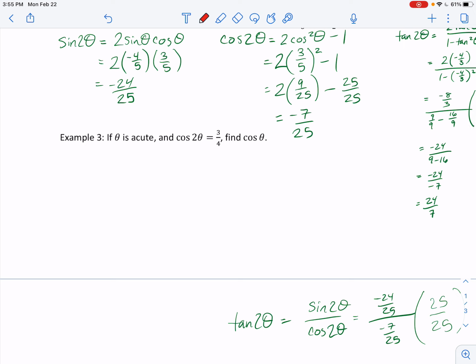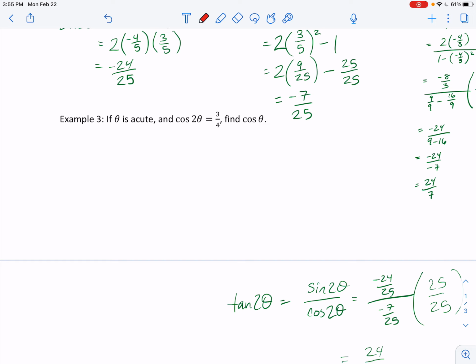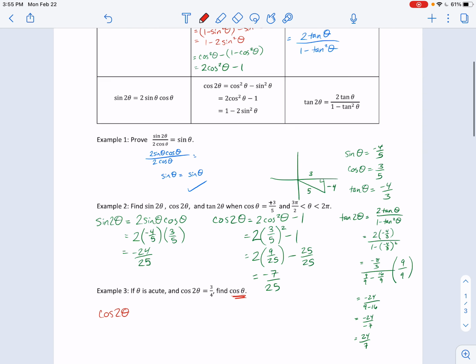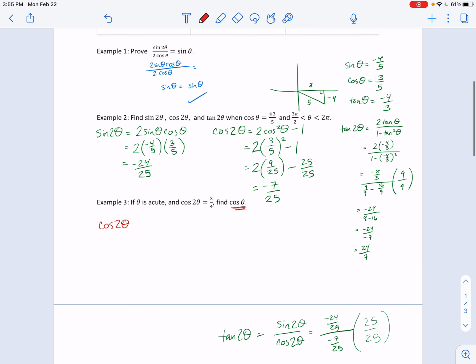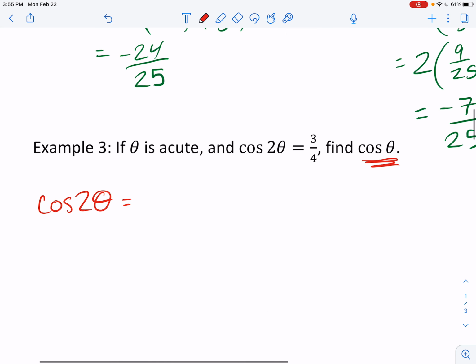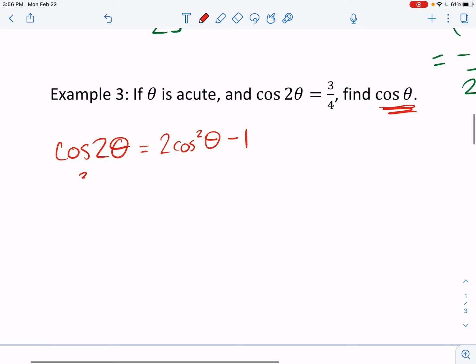They say if theta is acute and cosine of 2 theta equals 3/4, find cosine of theta. So we have cosine of 2 theta, and we're looking for cosine of theta. We have a formula that relates those two things: cosine of 2 theta is equal to 2 cosine squared theta minus 1. So we've got cosine of theta and cosine of 2 theta all in the same equation. This is equal to 3/4, so we can just plug in and start solving.